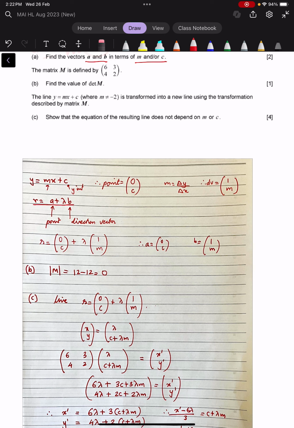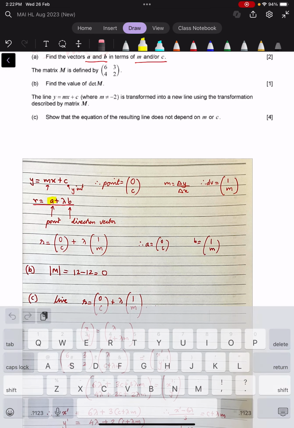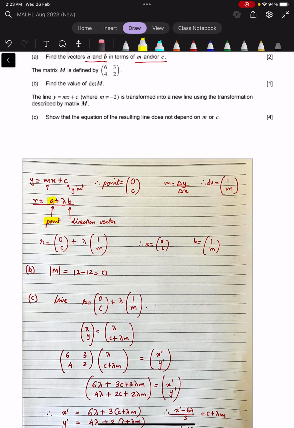In r is equal to a plus lambda b, this a that we have is any point on the line, and that b that we have is the direction vector. So we know this is the y-intercept, so the point would be (0, c). This point is (0, c).